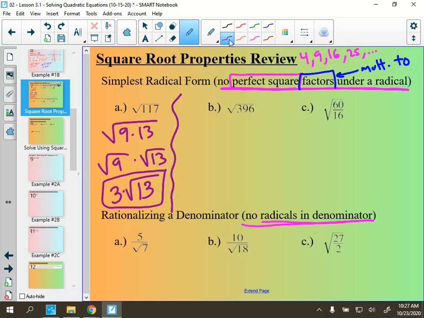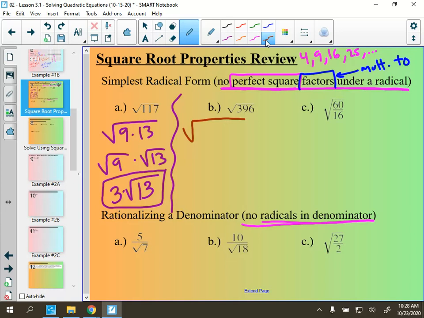All right, maybe we can get B done here. It's very similar. Obviously, the bigger the numbers get, the more perfect square factors there are. If you start, actually 396 does divide by 4, and I get 99. But maybe I recognize, or at least I do, that 99 also has 9 times 11.